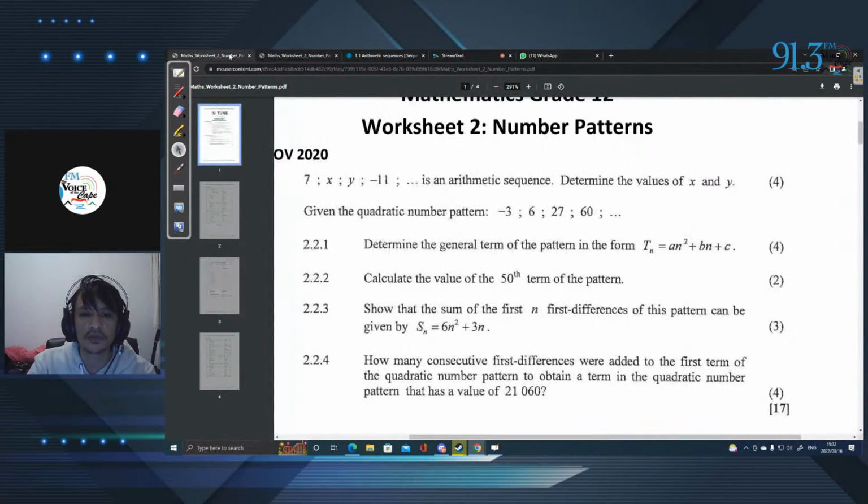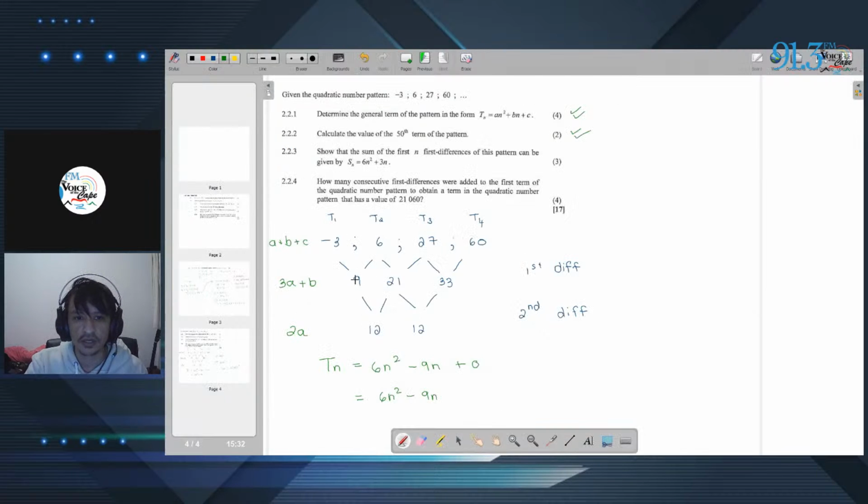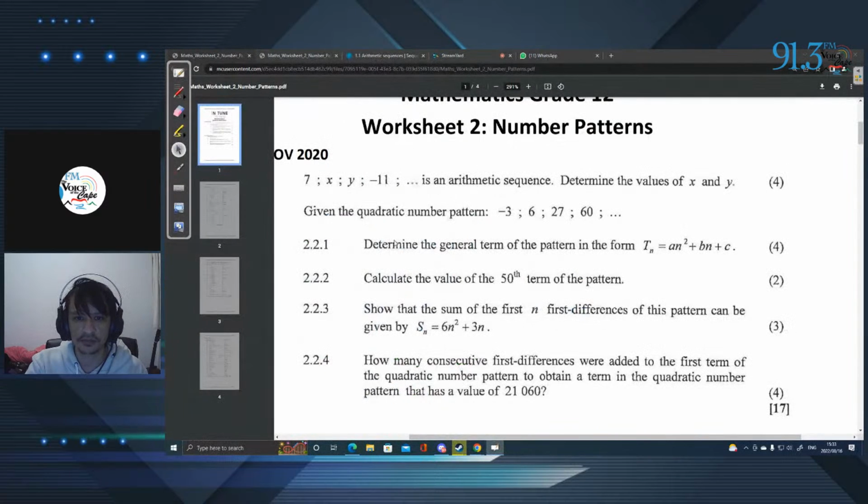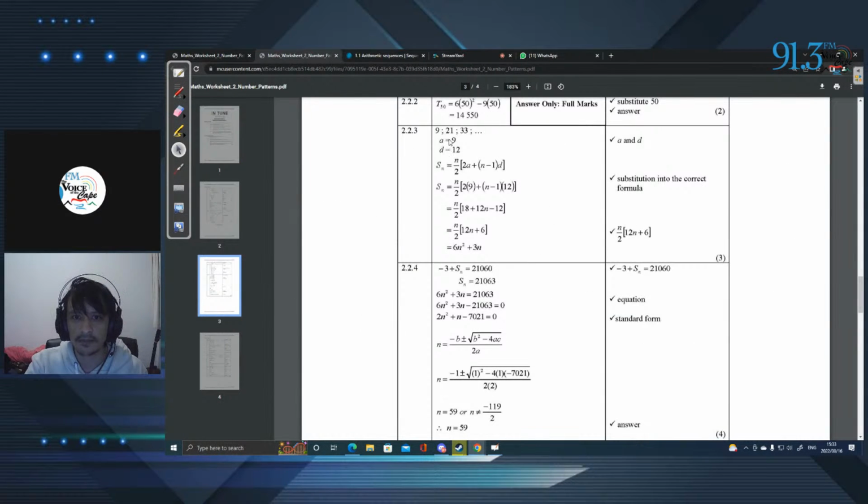That's all right. Okay. So, show that the sum of the first differences of this pattern. Okay. So, if we go back here to the board, here's our first differences: 9, 21, and 33. Right? We made a note of that. Show that the sum of the first differences of this pattern can be given by this equation. Now, let's see what we did. I got 9, 21, and 33 like we do over here. And if we take a look here, they used 9 as the first term of the first difference, right? And d is equal to 12.